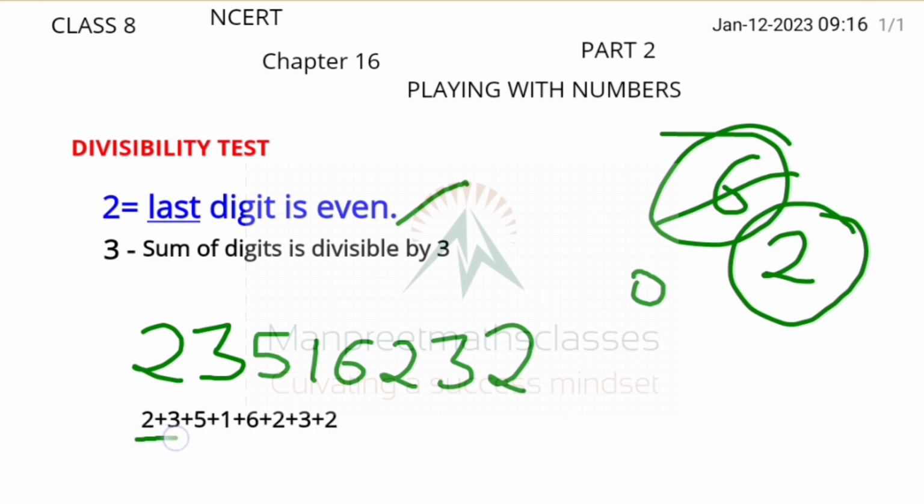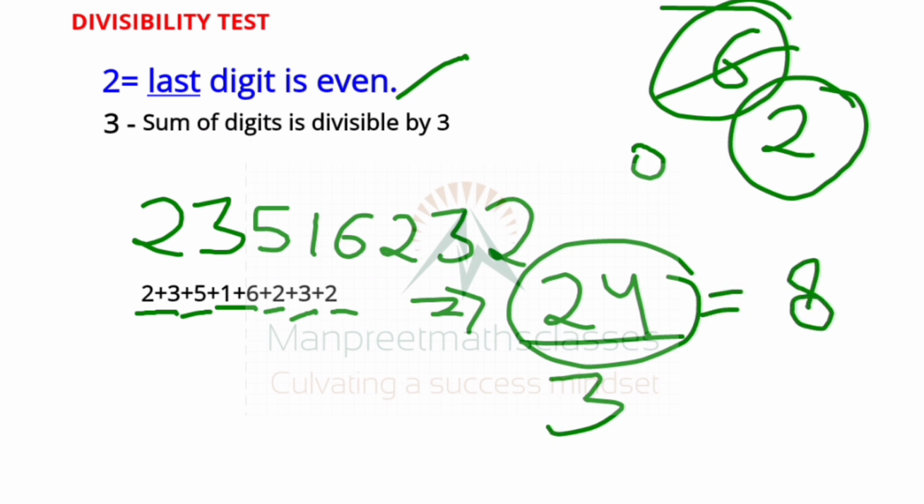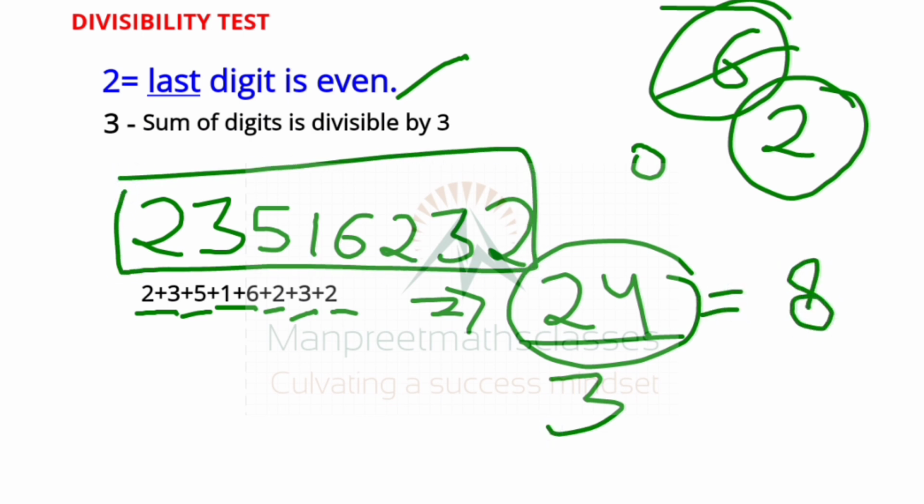2 plus 3 5, 5 plus 5 10, 1 11, 6 17, 17 plus 2 19, 19 plus 3 22, 22 plus 2 24. So sum of the digits is 24. Now you know that 24 is completely divisible by 3, as you know it is 3 8s are 24. So you can say this number is divisible by 3.